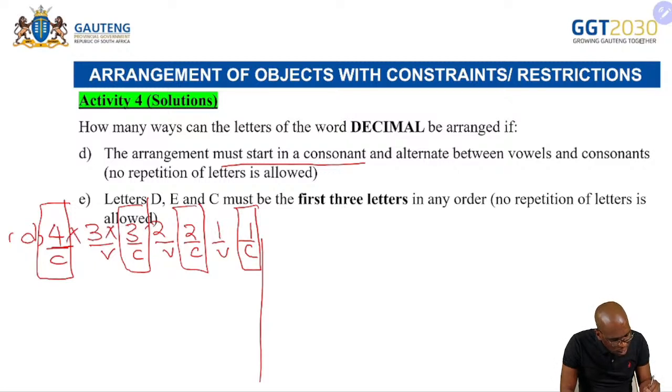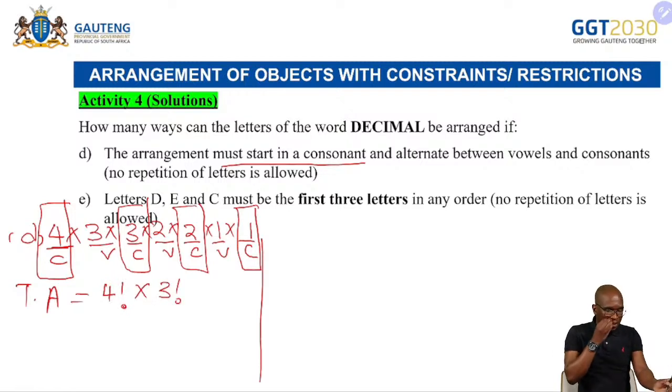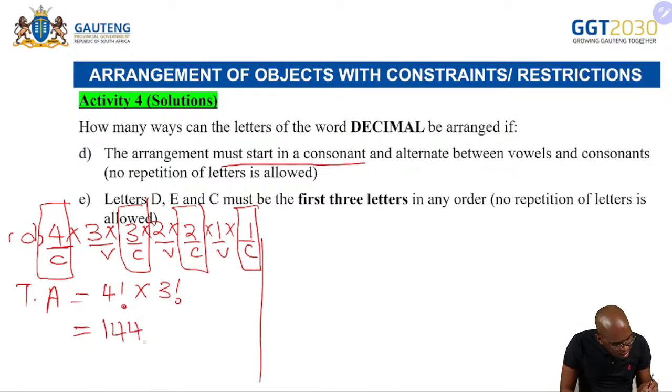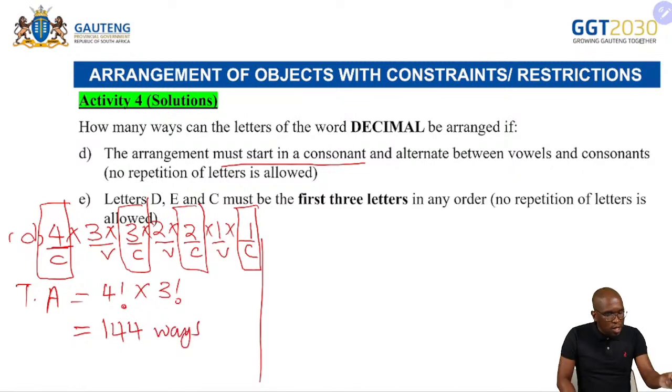If I multiply all of them together, this arrangement will simplify to, for consonants, 4 factorial. For vowels, it would be 3 factorial, if you try to condense that using the factorial notation. So that would be 4 factorial times 3 factorial. That would simplify to 144 ways. That is the number of ways that you can have vowels and consonants in alternate positions, starting with a consonant.